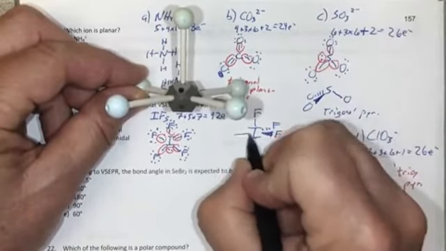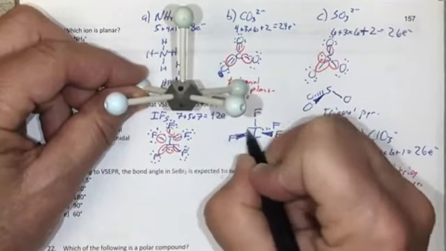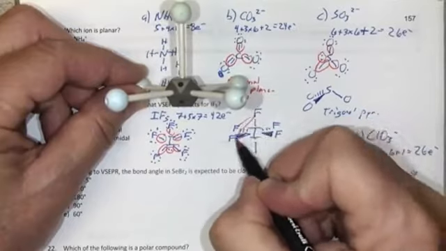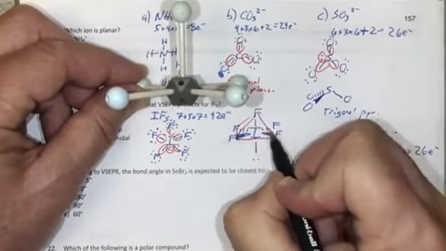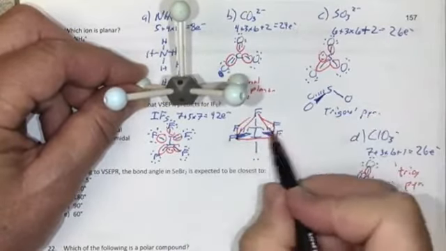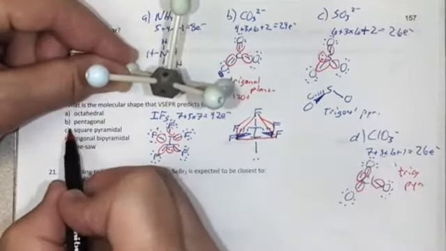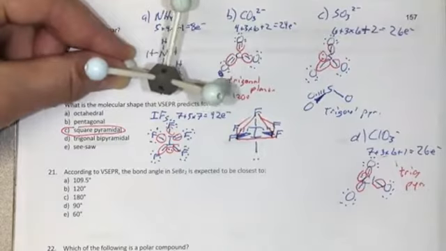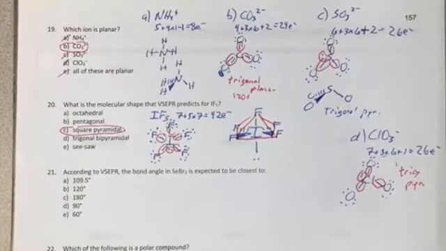One going back, this is coming straight out at us. This is going back. Now, if you connect the outermost points, you can see that this looks like a pyramid with a square at its base. So this is square pyramidal. So the correct answer is choice C. Number 20 is square pyramidal, choice C.